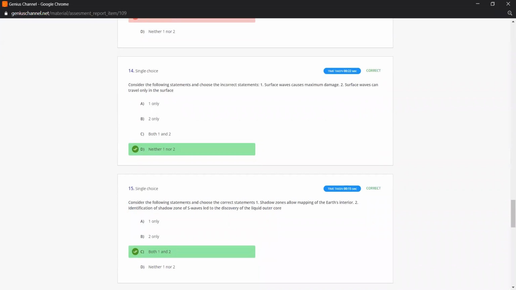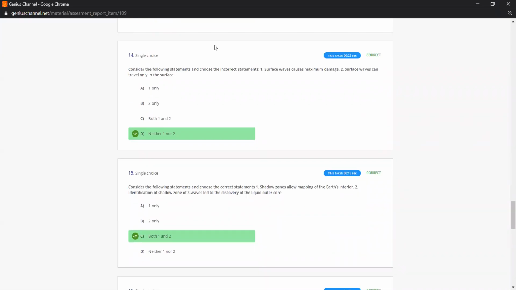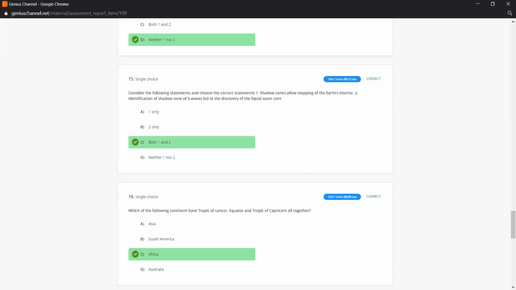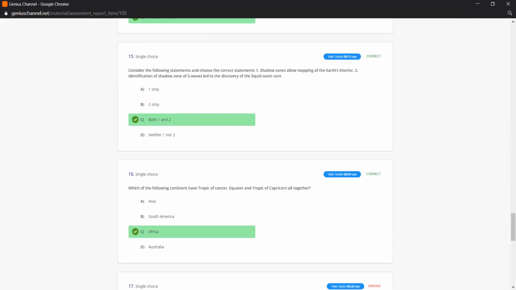Then consider the statements. Now here the twist is to find the incorrect statement. Surface waves cause maximum damage, yes, because they travel on the surface only, where the buildings and structures are. So neither one nor two is incorrect, because both are correct. I missed the word incorrect, so I thought it was a correct statement. That is something you have to practice now itself.